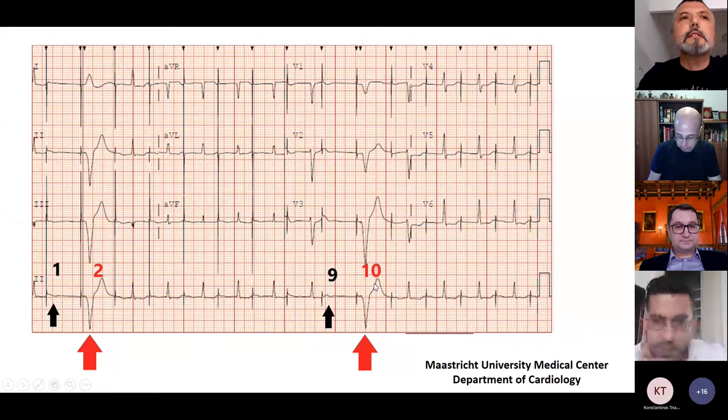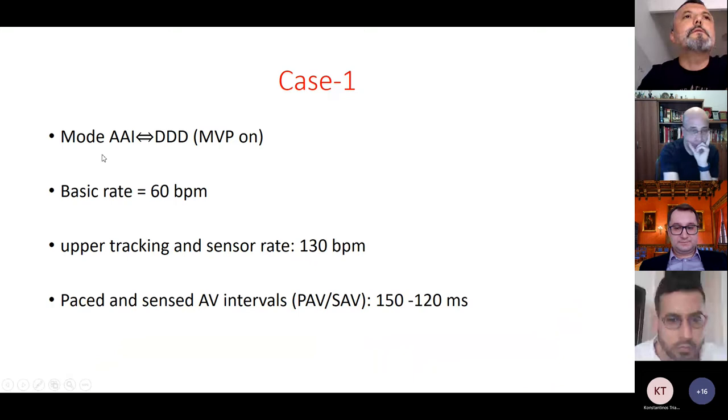The parameters were as follows. The mode was AAI to DDD mode, so the MVP mode was on. Basic rate was 60 BPM. Upper tracking and sensor rate were 130 BPM. Paced and sensed AV intervals were 150 and 120 milliseconds, respectively.